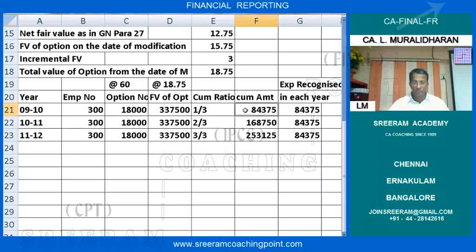And what is the cumulative amount? Divided by 3. Then, it is 2 by 3. Then, it is 3 by 3, the same number. So, expenses to be recognized in each one of those years being 1,12,500. Now, let us just see the computation regarding security premium as on the date of exercise.